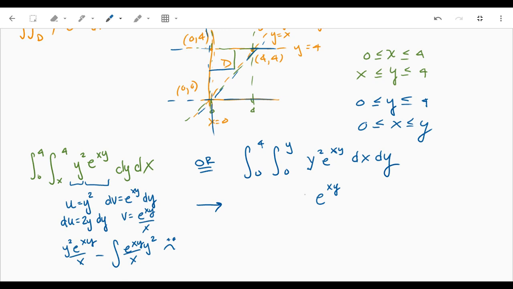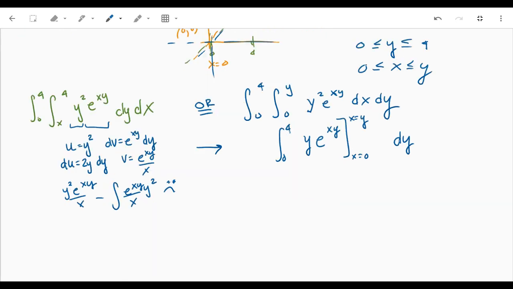There we go. So that would look like that, right? The integral of that guy would be that, because then if I take the derivative of this, it would be y e to the xy times y. So that's good. Evaluated from x equals 0 to x equals y. So that would be then the integral from 0 to 4 of y e to the y squared minus, and I put in 0 there, it'll be e to the 0, which is 1, so y, dy.